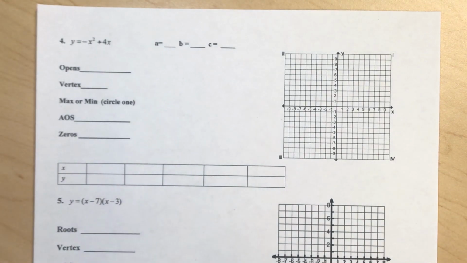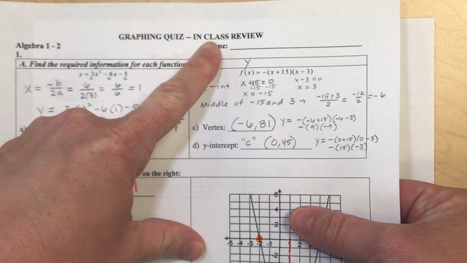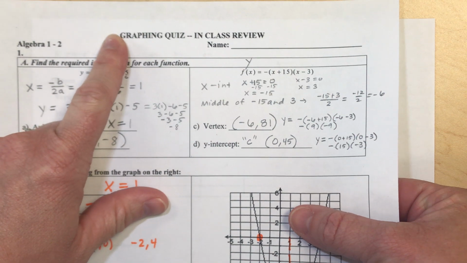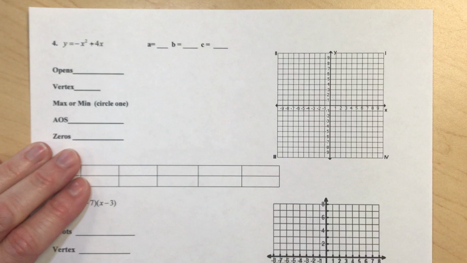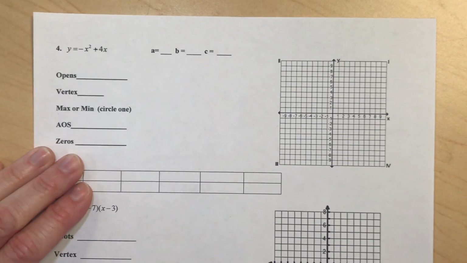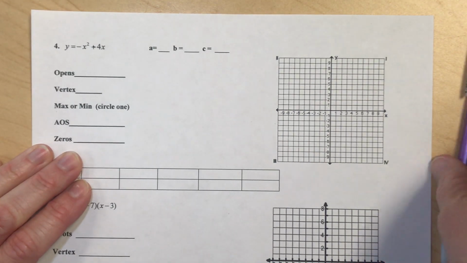All right, this is the second half of the quiz review for graphing quadratics. And so here we go. I'm on the second page here, which starts off with number 4. And so what I want to first do is identify our a and b and c.